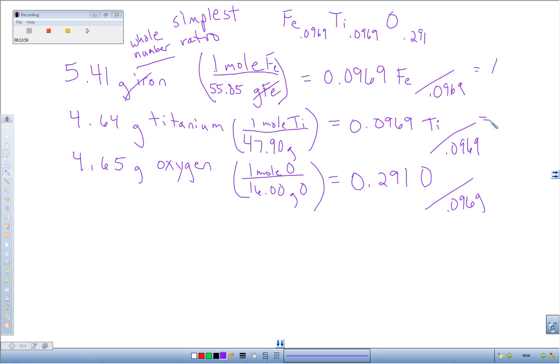We get 1, 1, 3. Oh, that sounds like a good formula. Iron, titanium, oxygen 3. Here's your answer. That looks like a formula. We can work through, for example, if you had 1.5 here, 1 and 3, you can multiply everything by 2 and get a whole number.